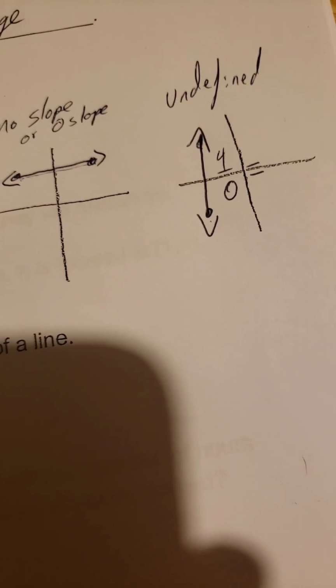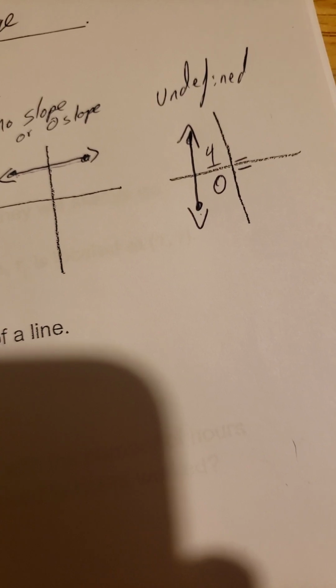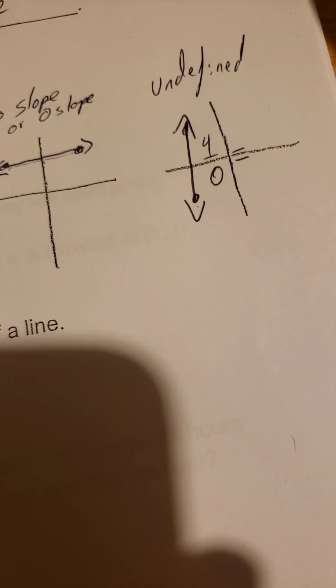If you type it in your calculator, it's going to say error. 4 divided by 0 is going to say error. 5 divided by 0, it's an error. Any number divided by 0 is an error.